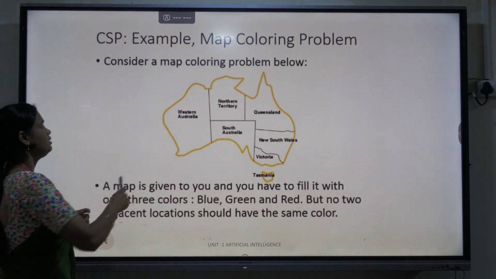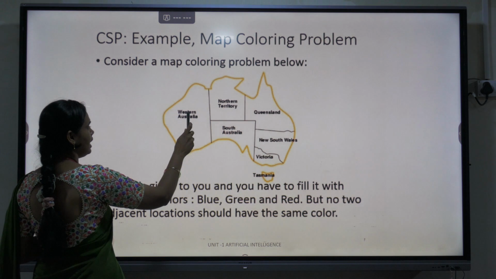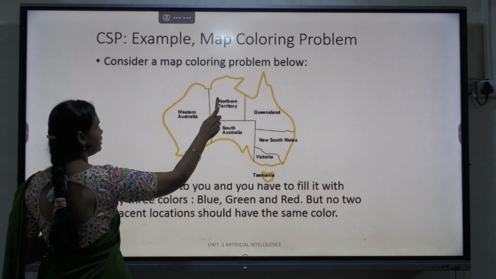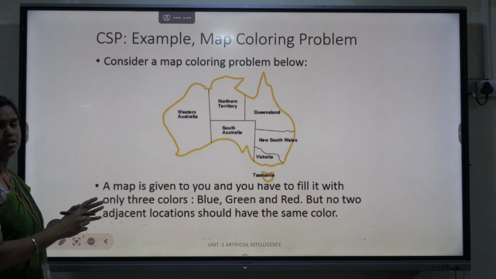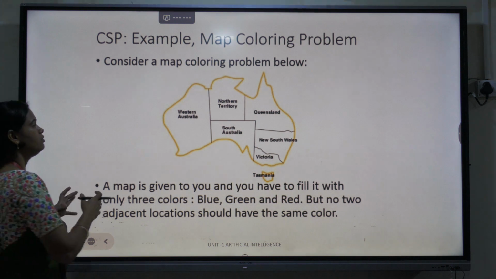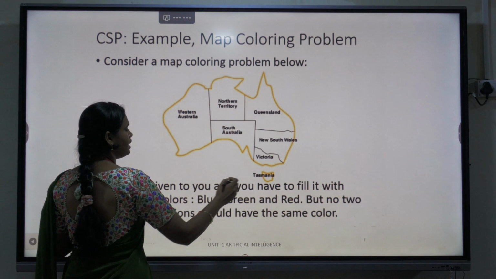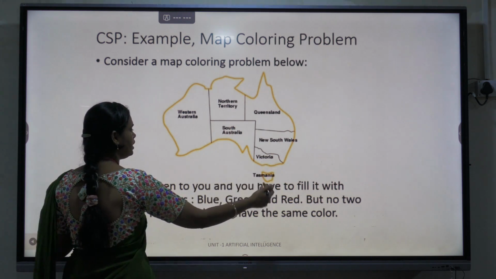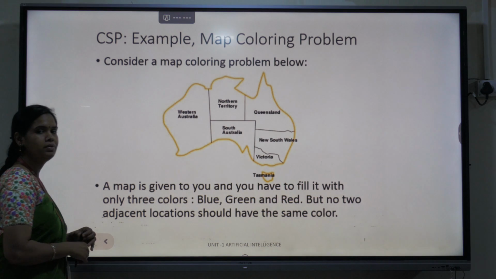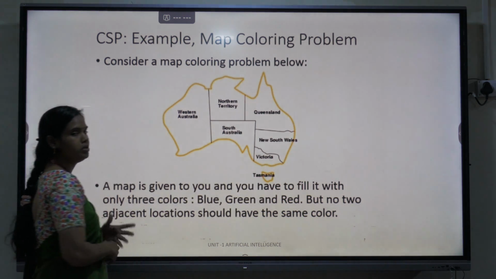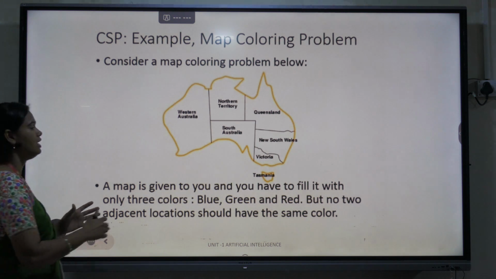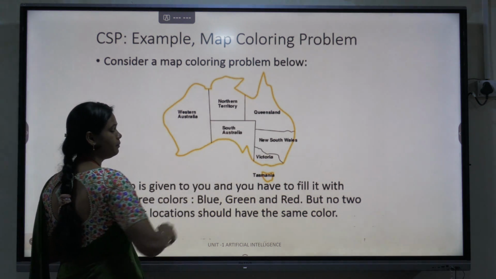When I fill the color in Western Australia with red, I cannot fill red in Northern Territory and South Australia. So that is the constraint. With the help of the constraint, you have to color the complete map. As Tasmania is separate from the map, we don't have an issue filling it with any of the 3 colors, correct? Because it is not adjacent to any of the nodes.